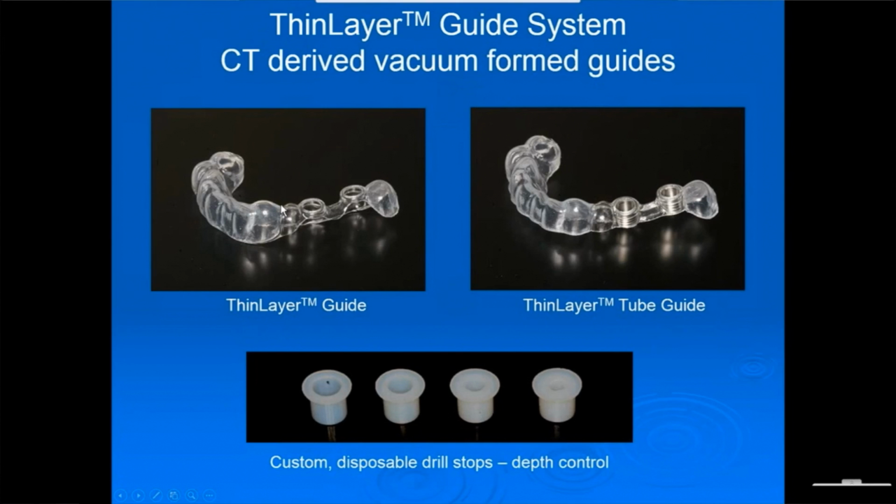The tube guide is used as conventional tube guides are used. However, because of its streamlined form, you can actually reflect the flap and easily see the surgical site when you're using the tube guide. Our ThinLayer guide is made for special circumstances where you have issues with vertical clearance, since it requires no more vertical clearance than freehand drilling.